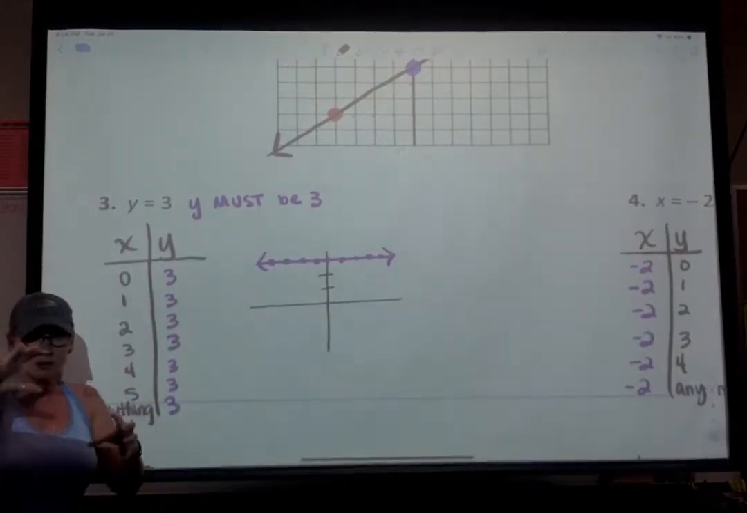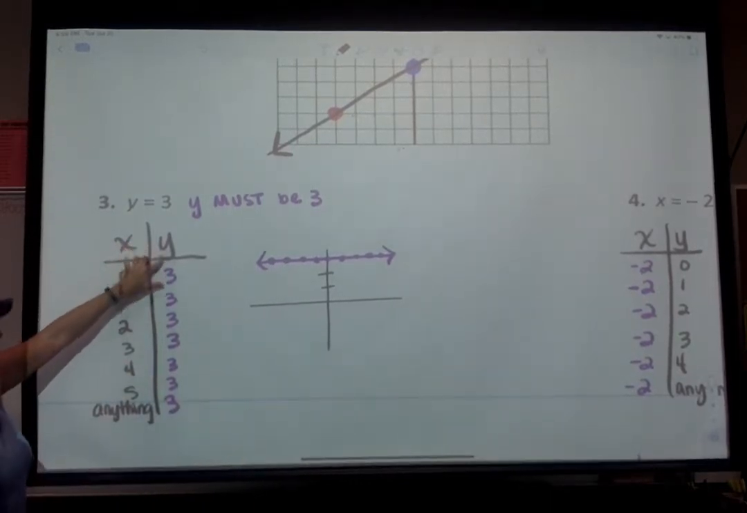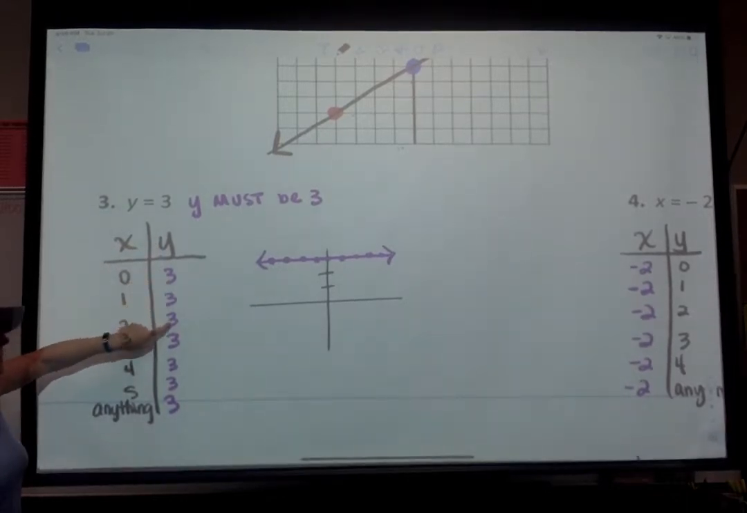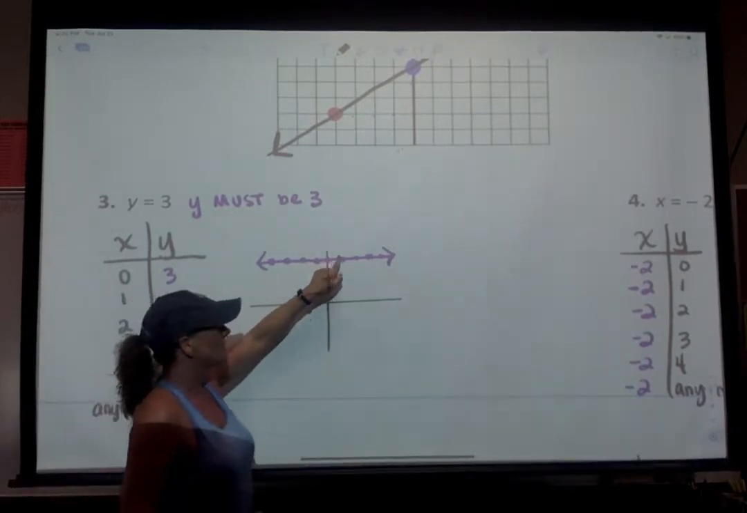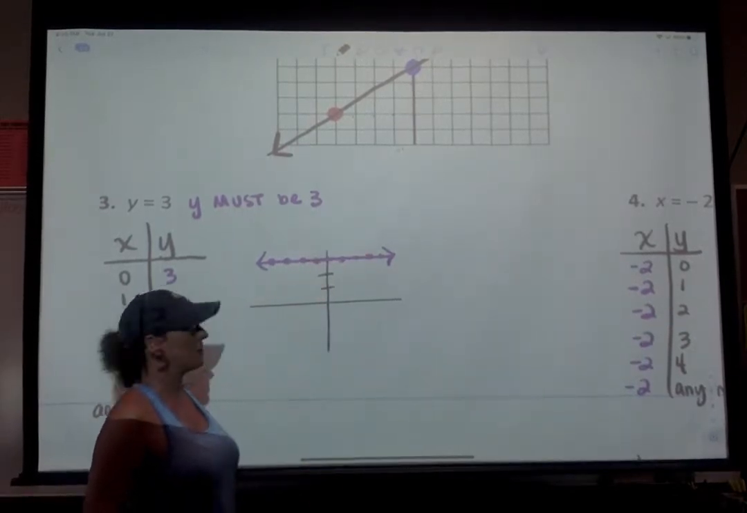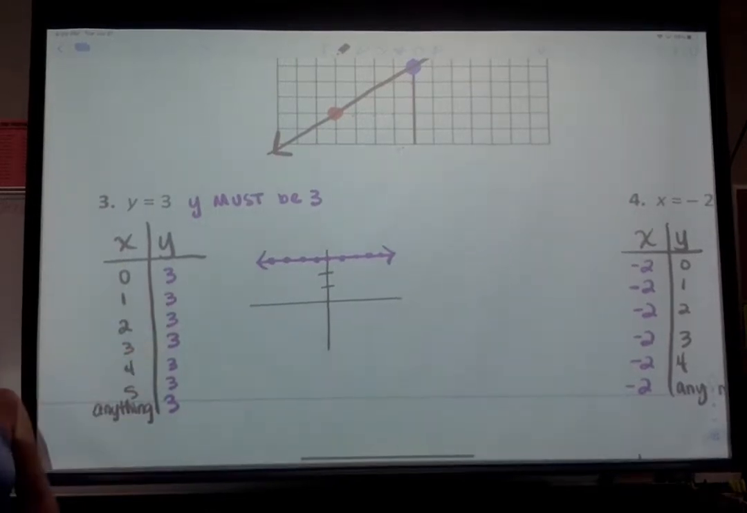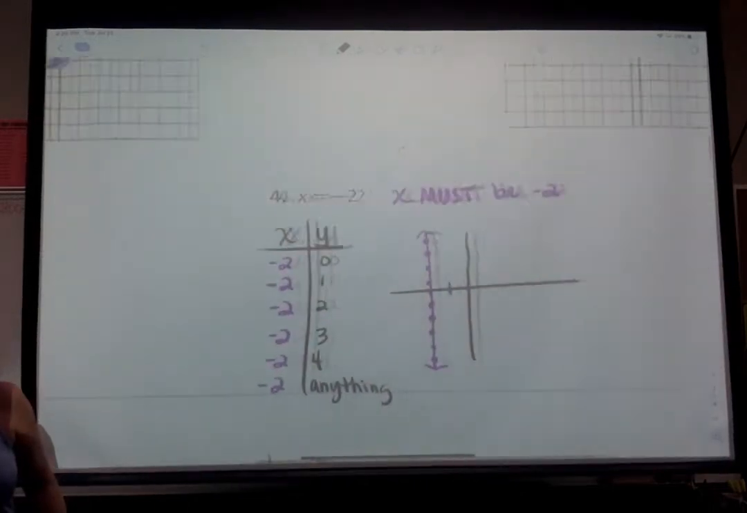If that's too much deep thinking for you, then just picture yourself making a table. If you make an XY table, y has to be 3. And you've got all these points that you can plot on your graph to make your line, but y has to be 3 in every single point. So the equation for this is a horizontal line.